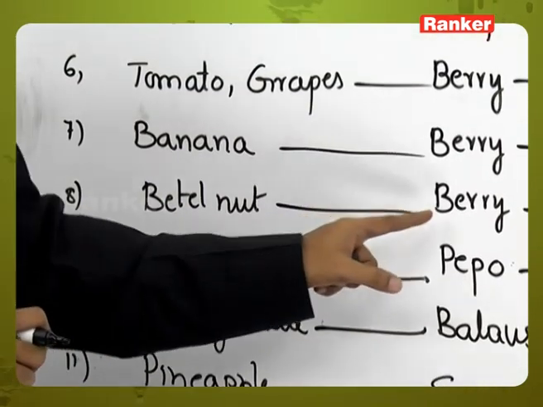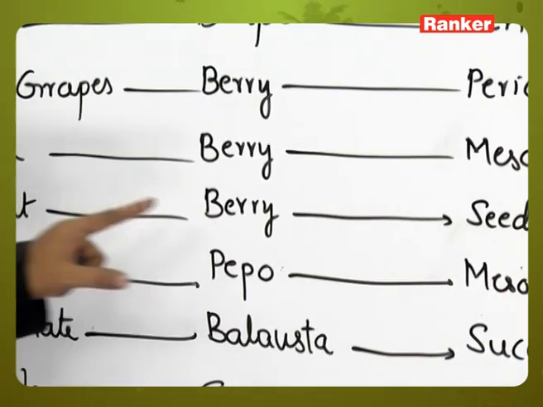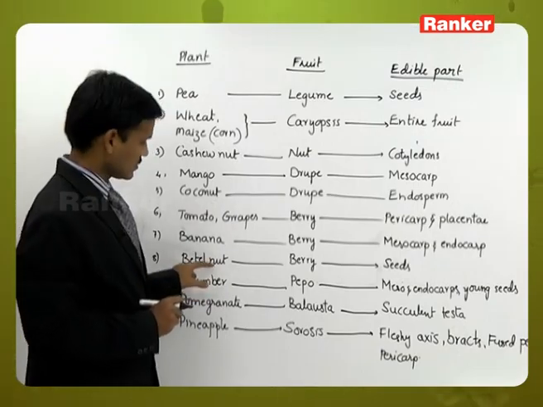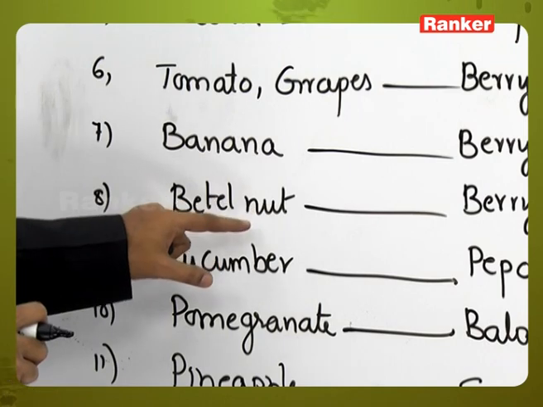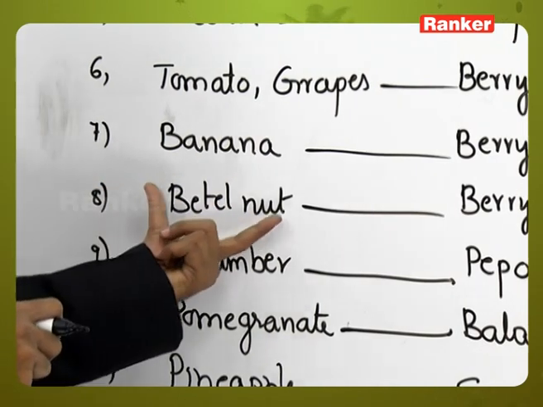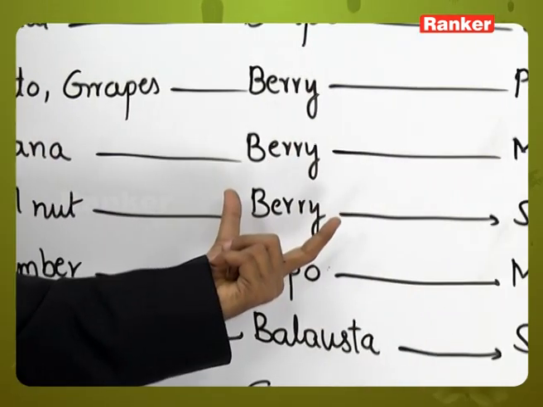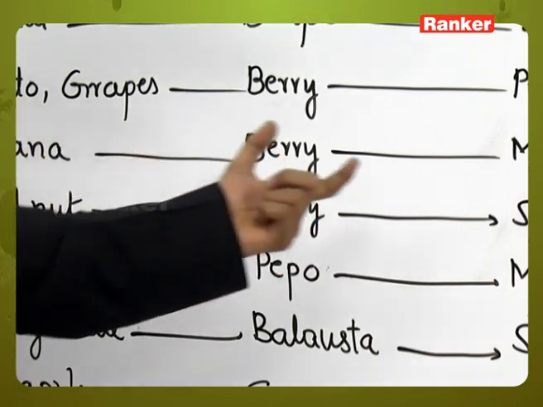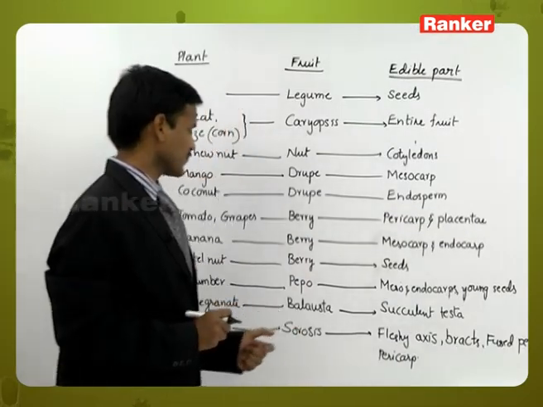Betel nut. The fruit is a berry. Betel nut is not a nut. It is not a type of nut fruit. So betel nut is a berry. So in this berry, the edible parts are seeds.